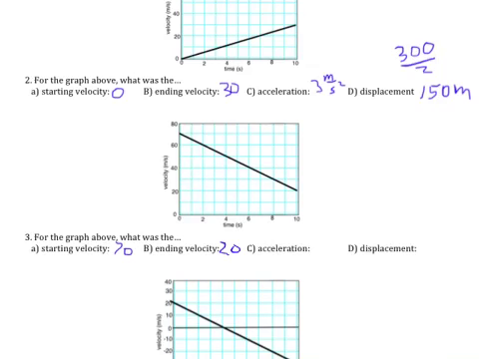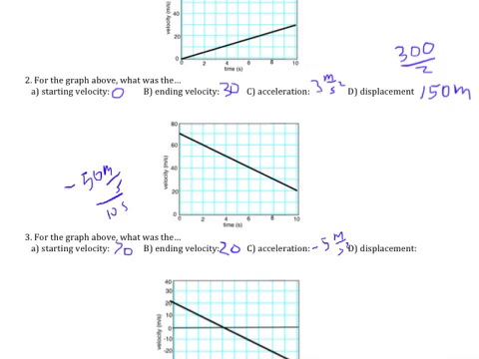I'll calculate the acceleration. The acceleration on a velocity versus time graph is the slope of the line, which is the change in y over the change in x. If I look at the change in y, it's going to be the final minus the initial. So 20 minus 70 gives me negative 50. So I have negative 50 meters per second, and I'm going to divide that by 10 seconds. That's going to give me negative 5 meters per second squared.